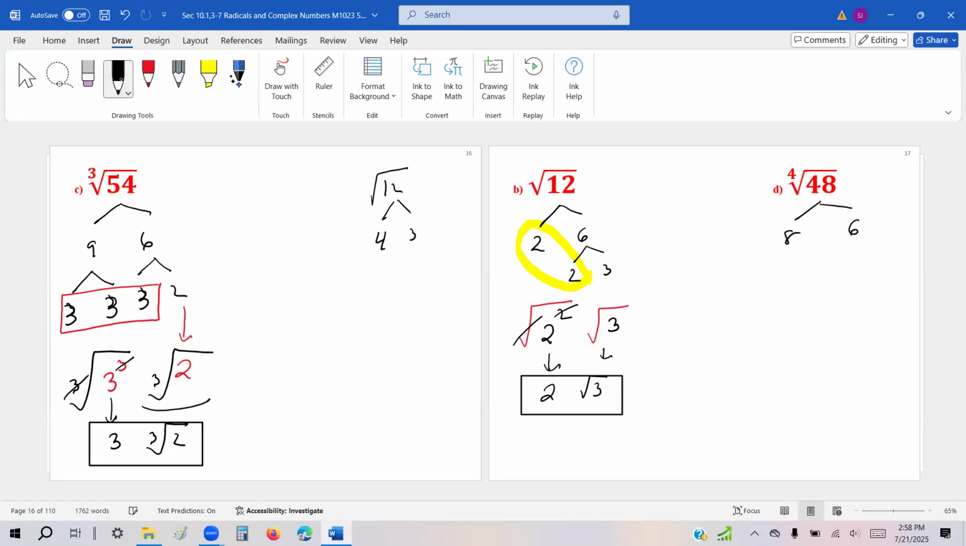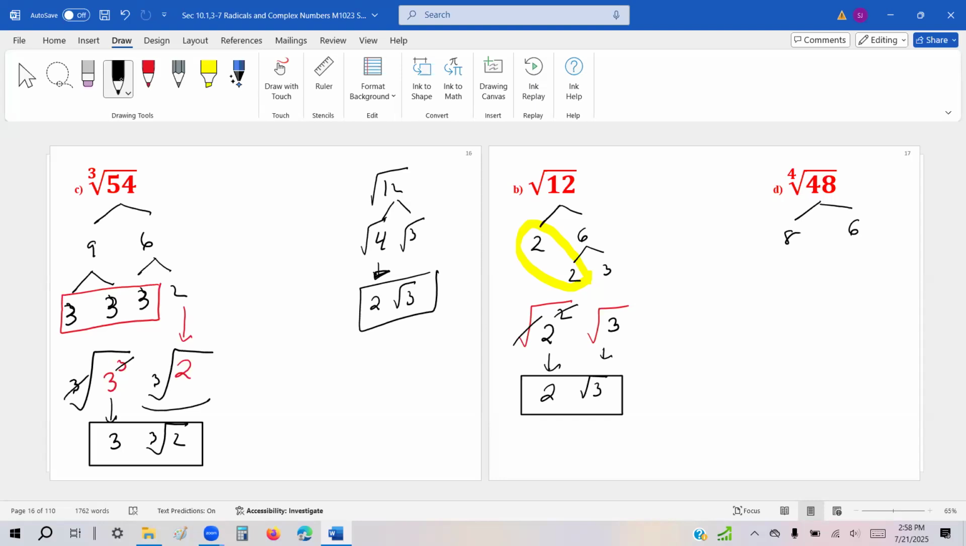So square root of 12 means square root of 4 and square root of 3. What is square root of 4? 2. And 3 doesn't have any perfect square. So the answer is this. So the idea is what you see at the beginning. If you see something already perfect, your life is easy.